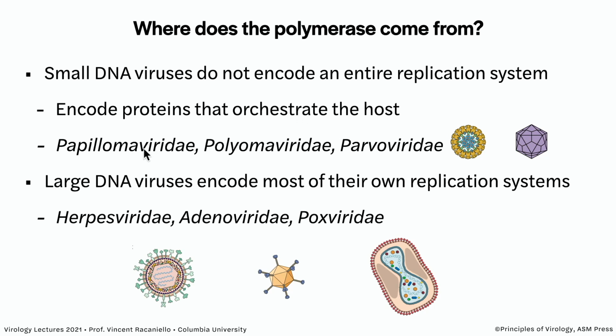These include members of Papillomaviridae, Polyomaviridae, and Parvoviridae. Now, we have talked a little bit about Parvoviridae and Polyomaviridae, and we'll talk more about them. Papillomaviridae actually used to be classified together with the polyoma, but then they were separated. These include human papillomaviruses, very, very important medically, which we will talk about more. And then the large DNA viruses encode most of their own replication systems. These include the herpesviruses, the adenoviruses, and the poxviruses. And we'll talk about examples of all of these today.